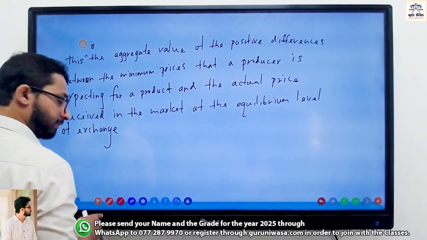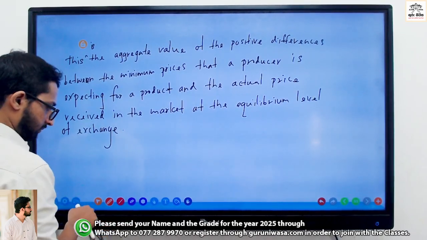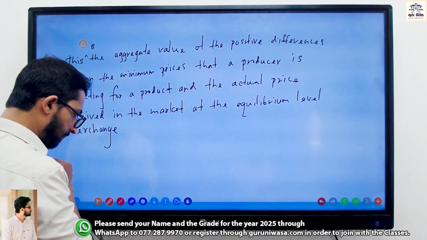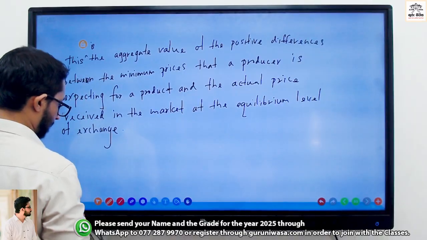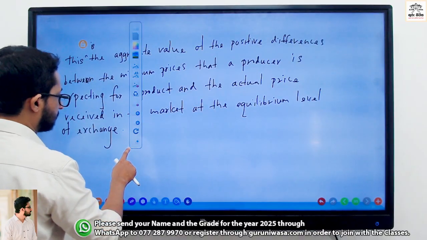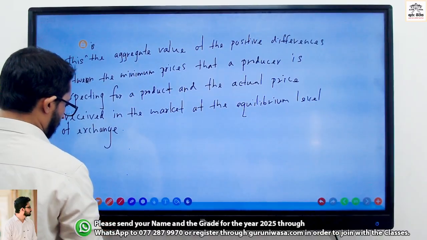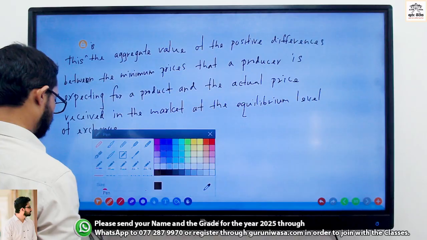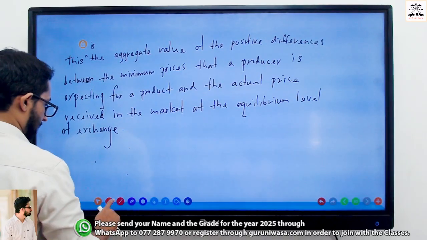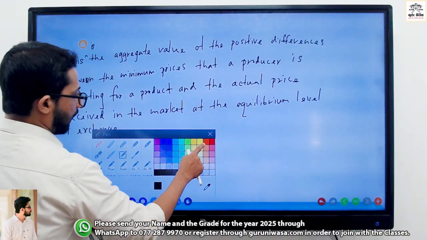Where's a highlighter, Lamai? No highlighter. This one. Right. Anyway. Highlight these points, Lamai.